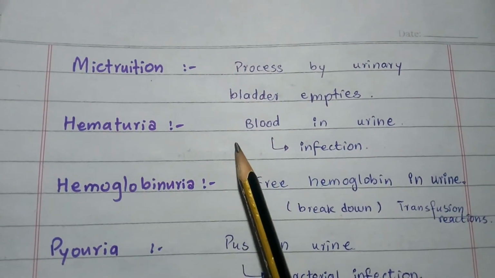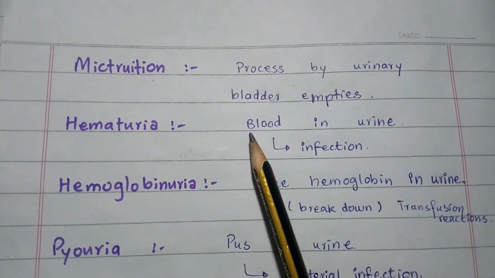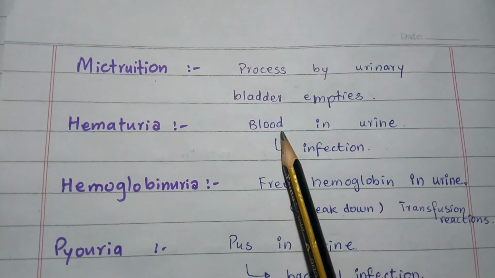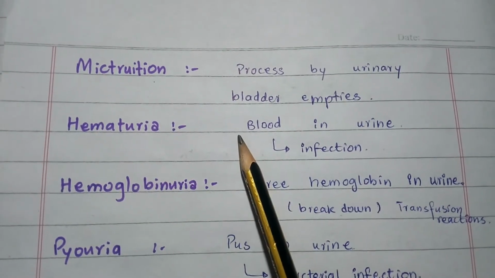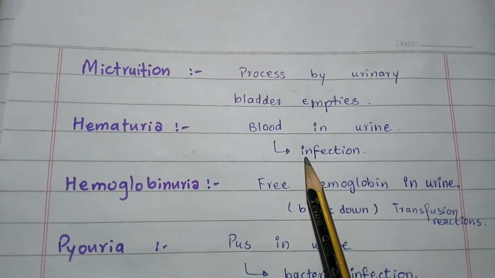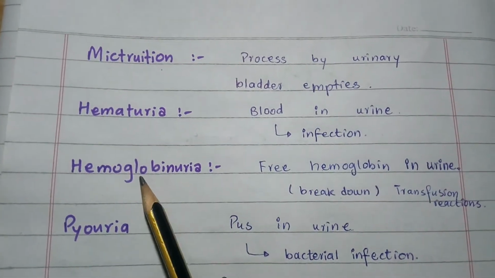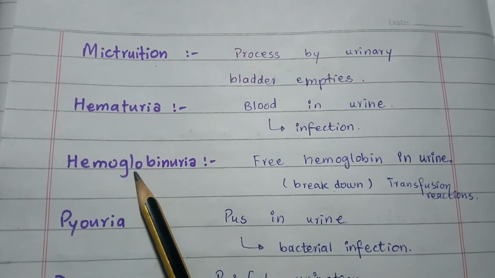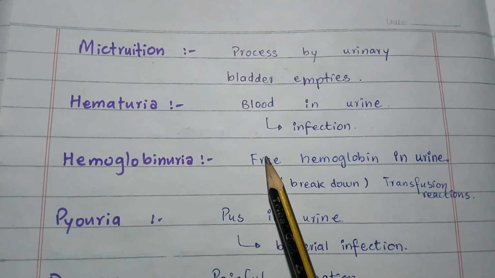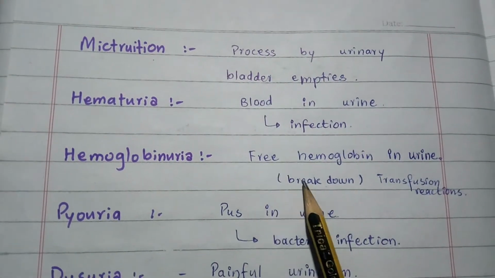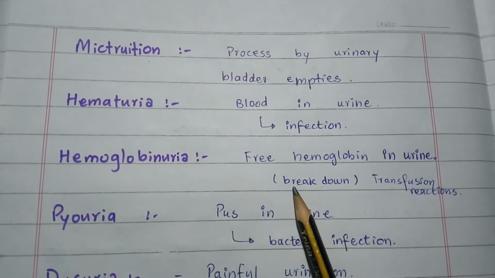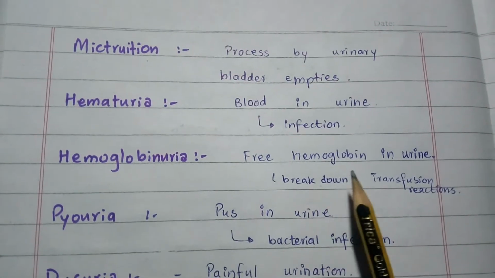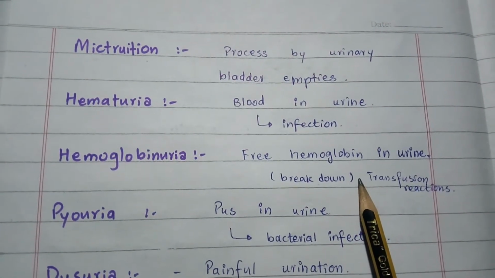Hematuria. Presence of blood in the urine is called hematuria. It may be due to infection. Hemoglobinemia. Hemoglobinemia is the medical term used for the presence of free hemoglobin in the urine. It is caused by the breakdown of RBCs during transfusion reactions.